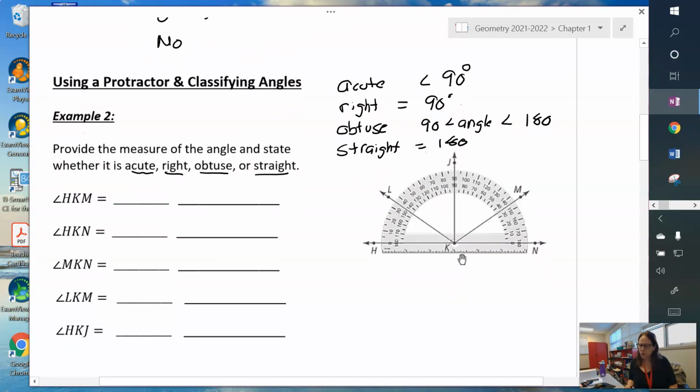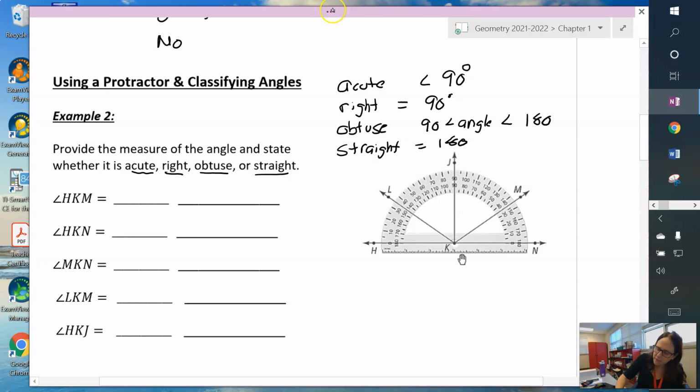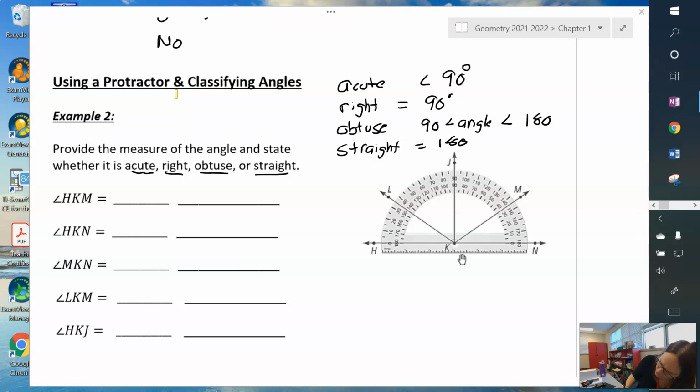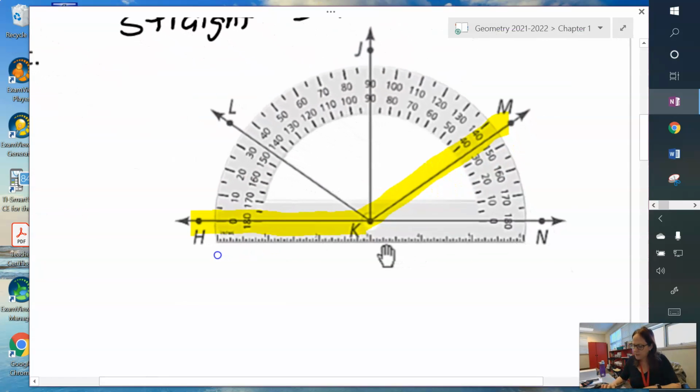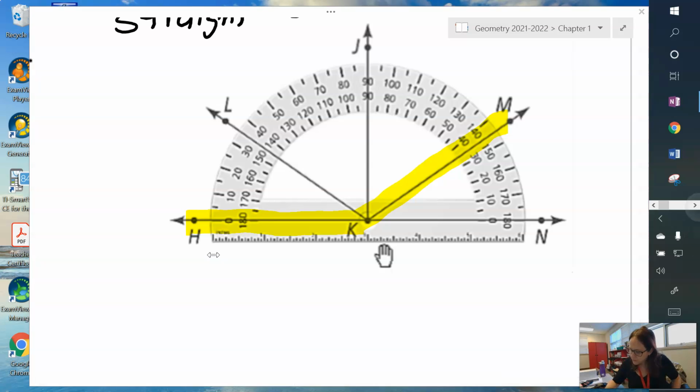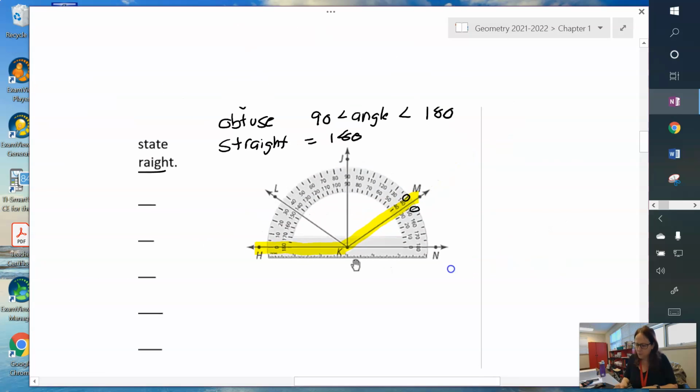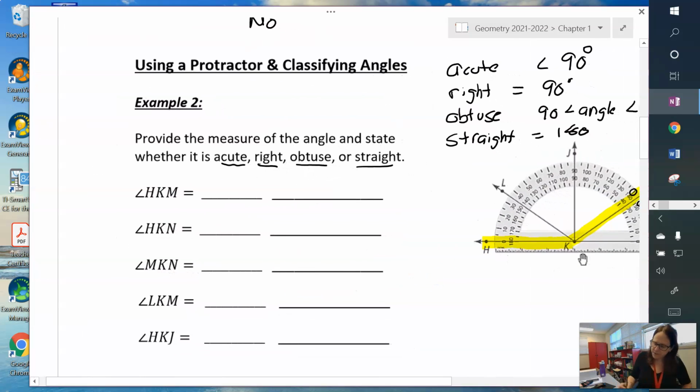So that's how I'm going to classify these angles. First one I have is angle HKM. Let's highlight the angle so we know what we're talking about. It starts at H, goes through K, and then over to M. When I read my protractor, I'm going to zoom in so we can see this. It looks like it's between 140 and 150 degrees. I'm just going to eyeball it. That looks like about 147, so I'm going to say 147 degrees. And this one is obtuse.